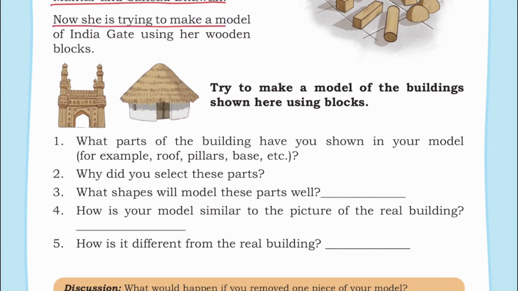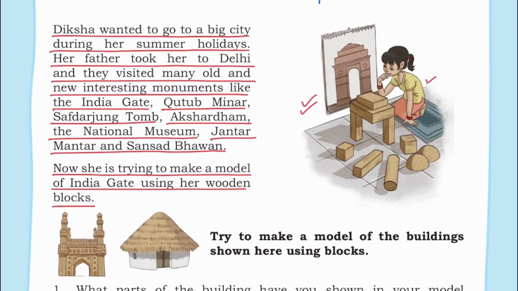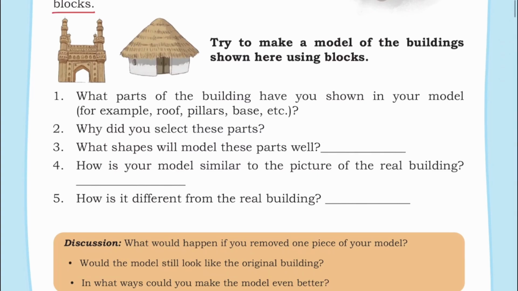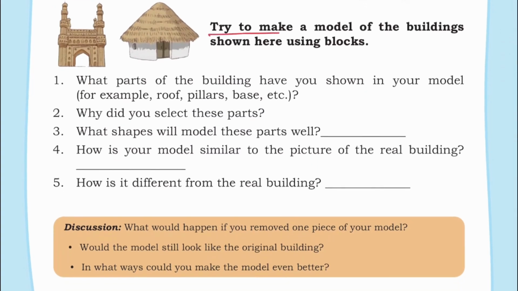Now she is trying to make a model of India Gate using her wooden blocks. Try to make a model of the buildings shown here using blocks. You can see a picture of Charminar and a hut is given here. You can make these models using wooden blocks.